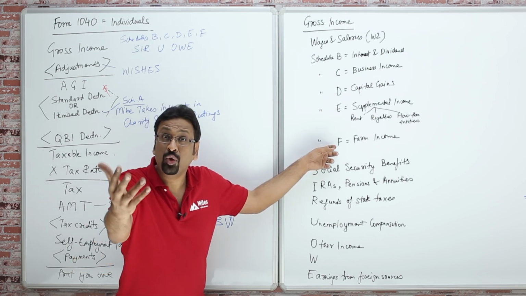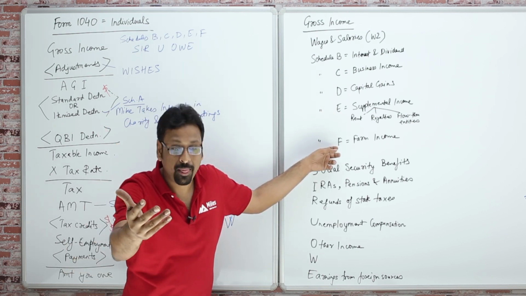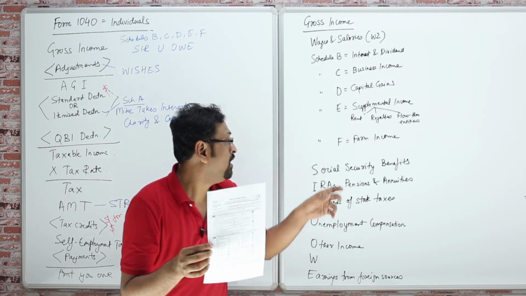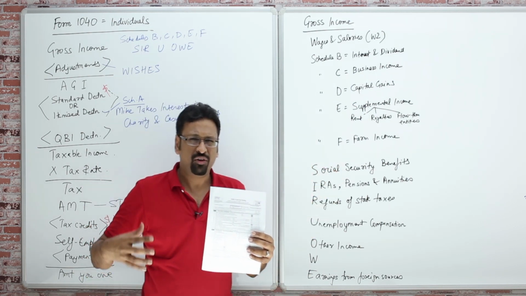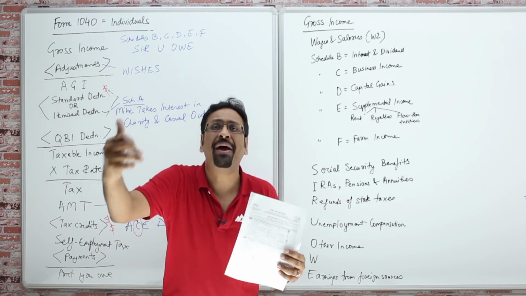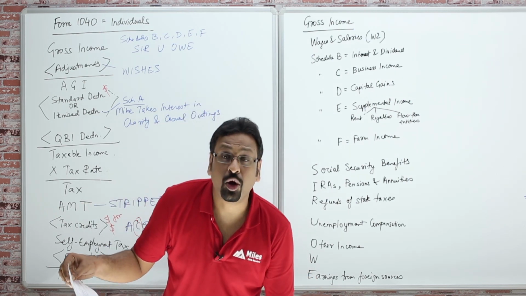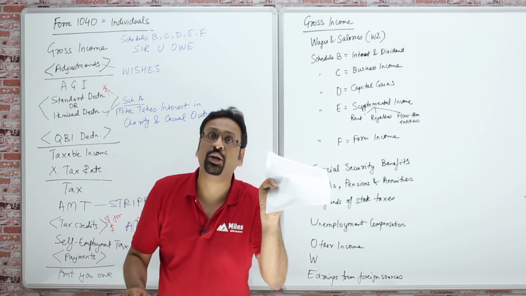Let's say you run a farm, you grow crops. All of that is going to be there on Schedule F. So on Schedule F, you're going to have your revenues from your farm, your expenses on your farm, and the net profit from the farm. That's going to be farm income flowing into 1040.